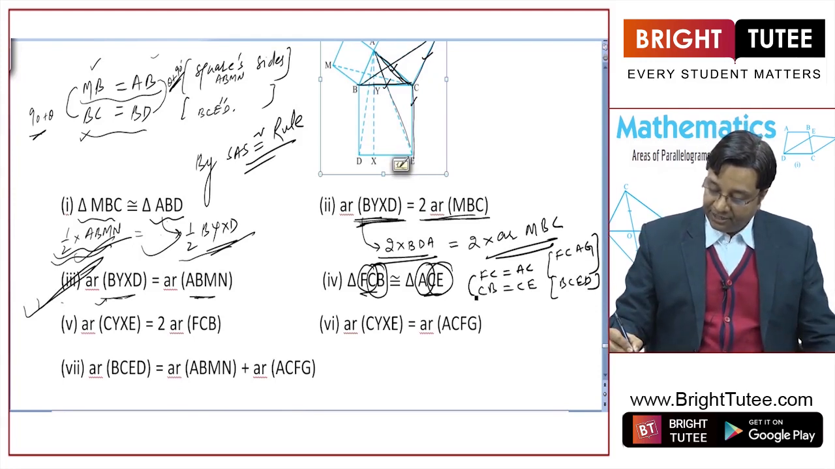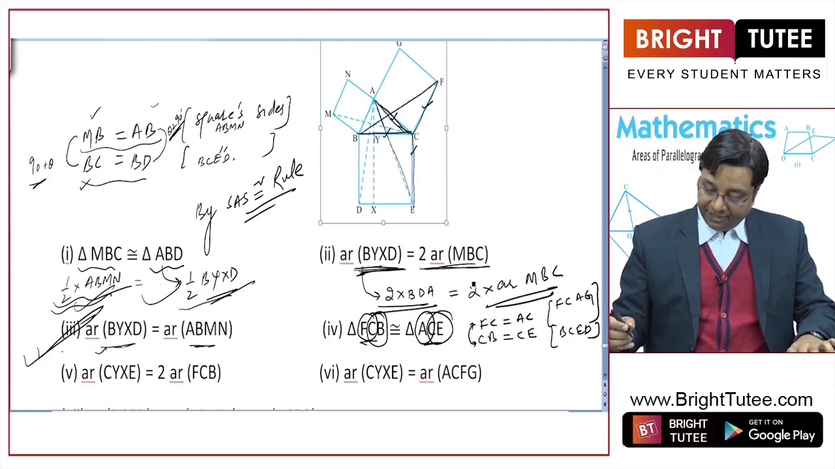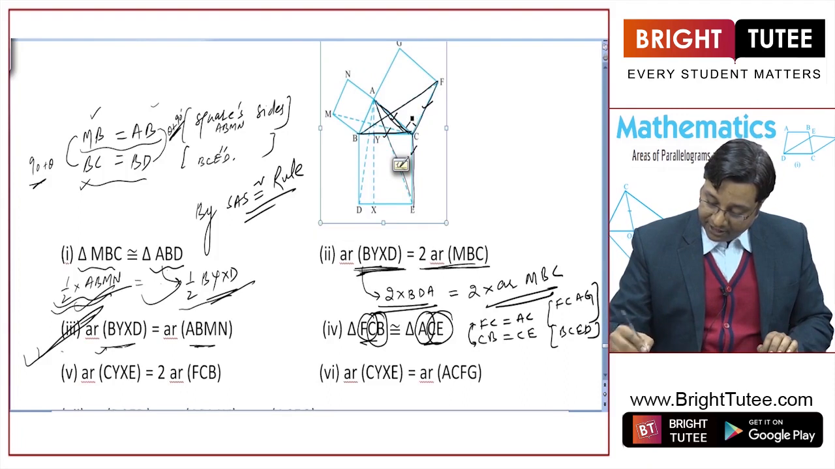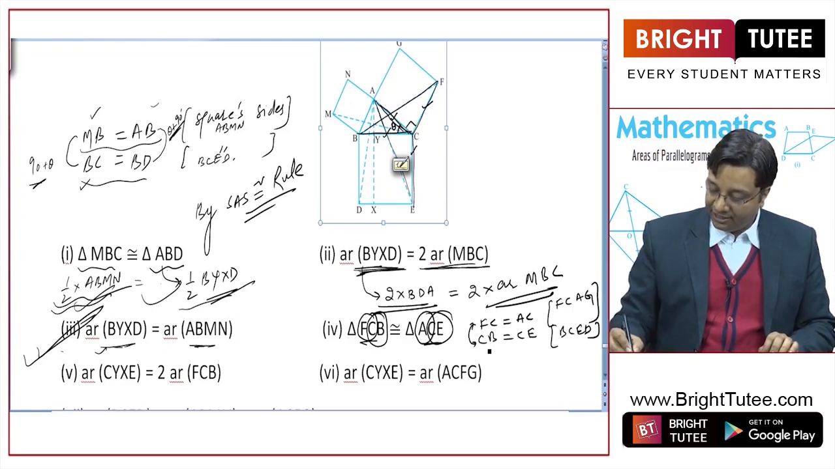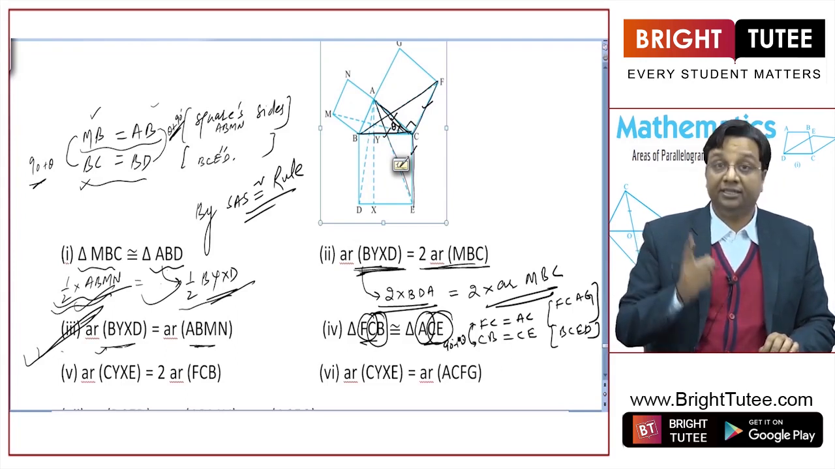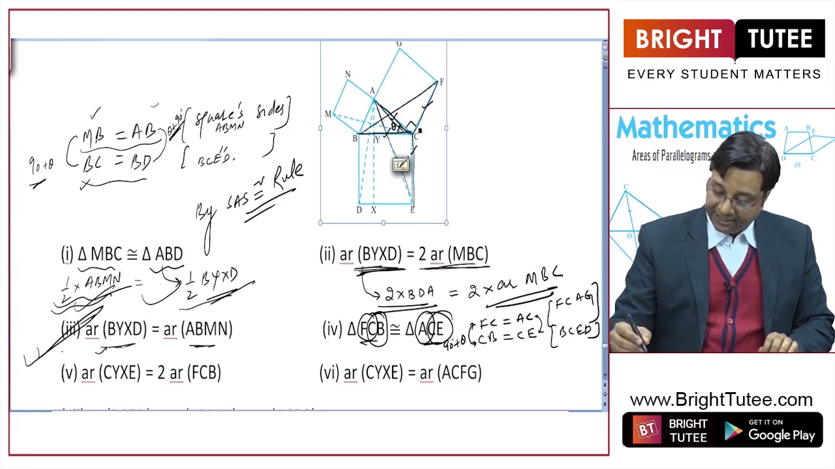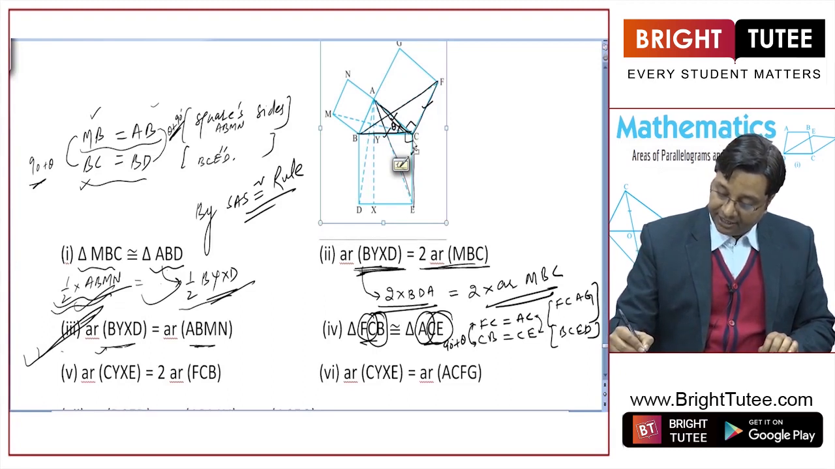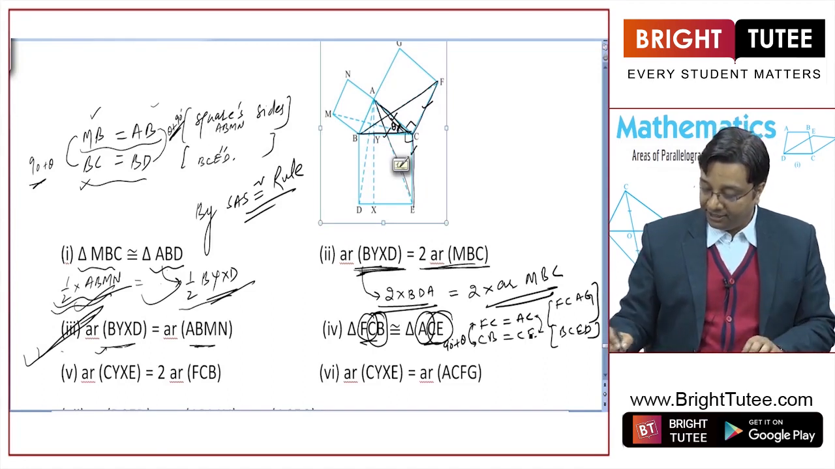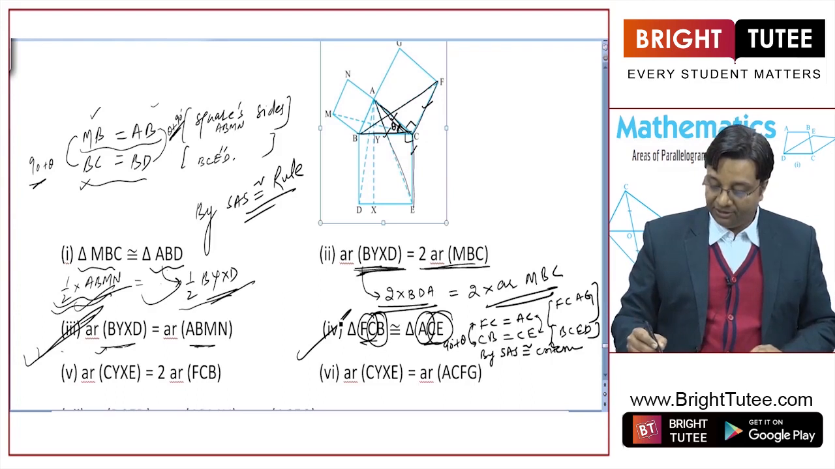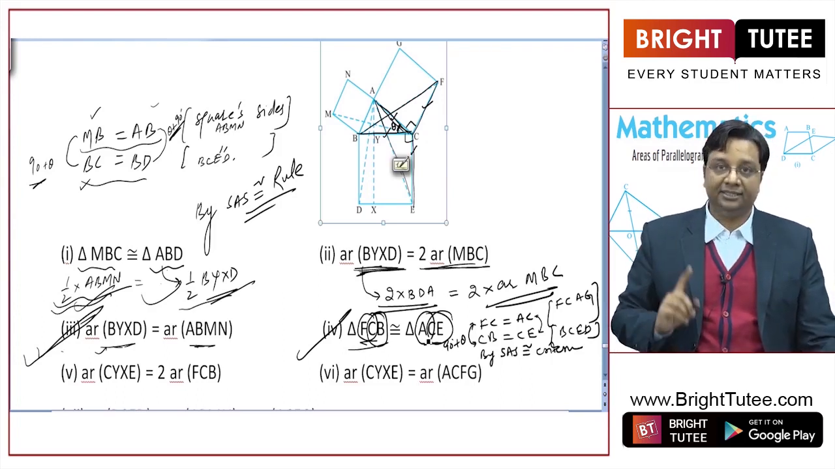Now look at the angle between FC and CB. Let us say this angle, which I know is 90 degrees, plus this angle theta. So FC and CB has got an angle 90 plus theta, as I explained in the first question. So what is the angle between AC and CE? This angle is 90 and this is theta, so theta plus 90 or 90 plus theta. So by SAS congruence criterion, triangle FCB is congruent to triangle ACE. Okay.